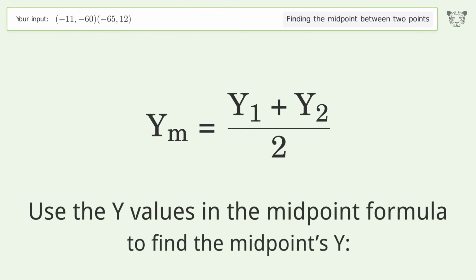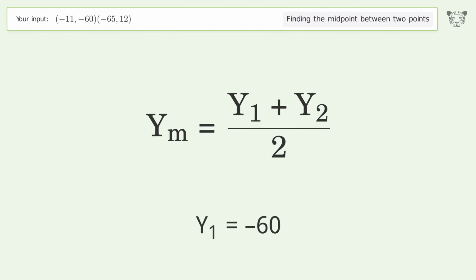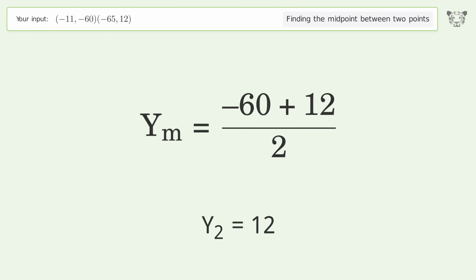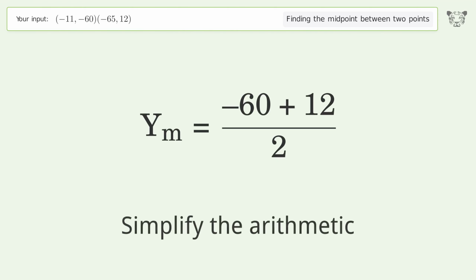Use the y values in the midpoint formula to find the midpoint's y. y1 equals -60. y2 equals 12. Simplify the arithmetic.